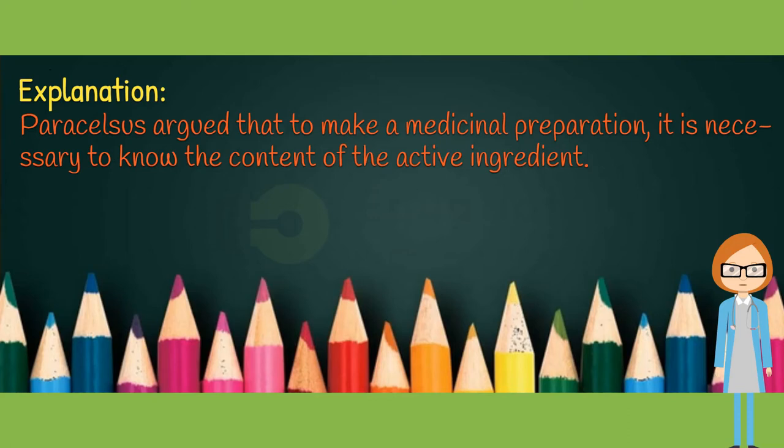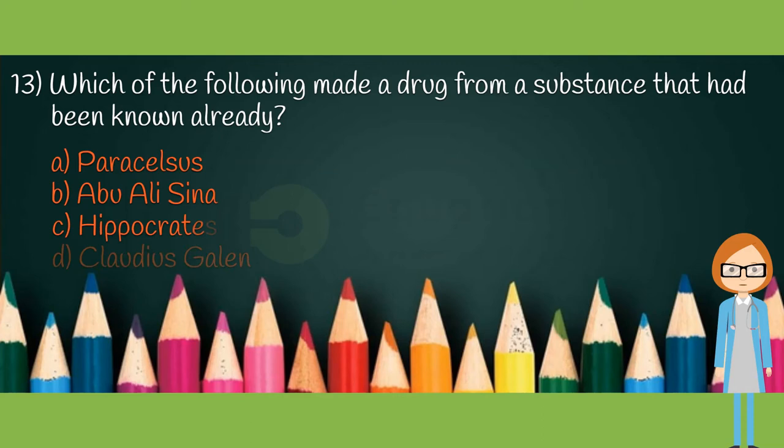Question 13. Which of the following made a drug from a substance that had been known already? Option A, Paracelsus. Option B, Abu Ali Sina. Option C, Hippocrates. Option D, Claudius Galen.